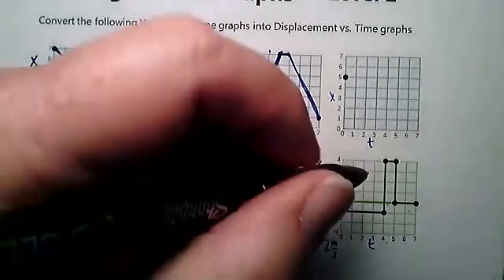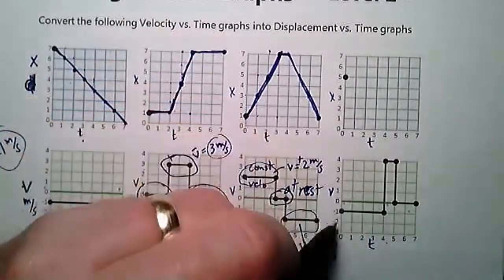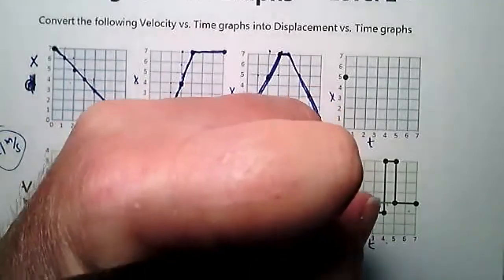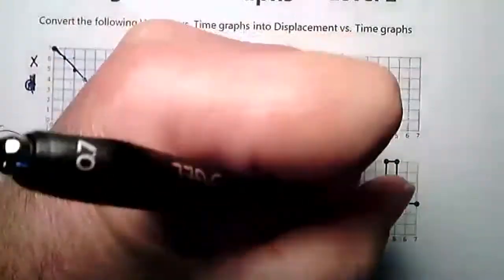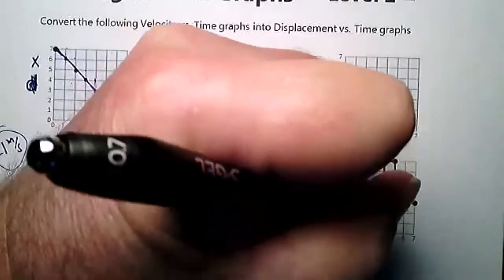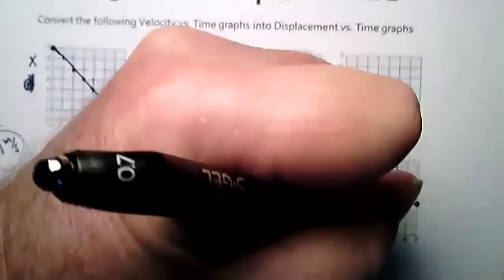One more, guys. So how are we starting here? Well, this velocity that they're showing right here is going to be negative 1 meter per second.